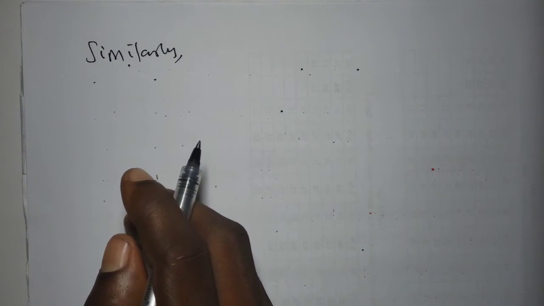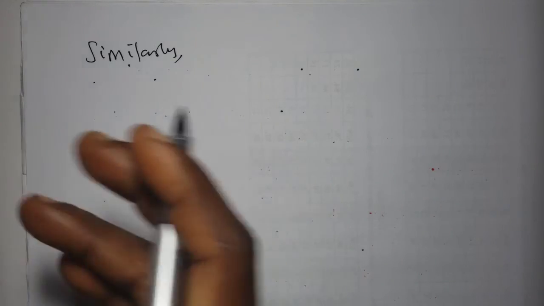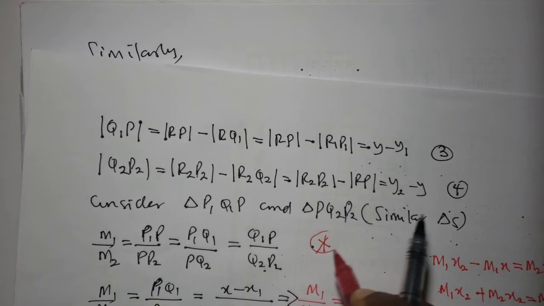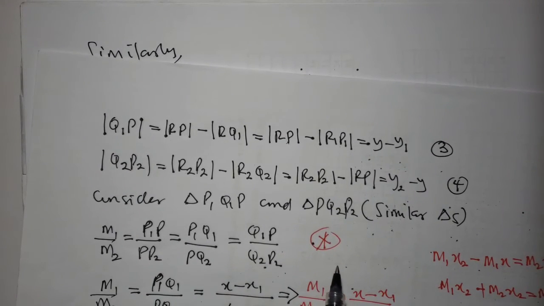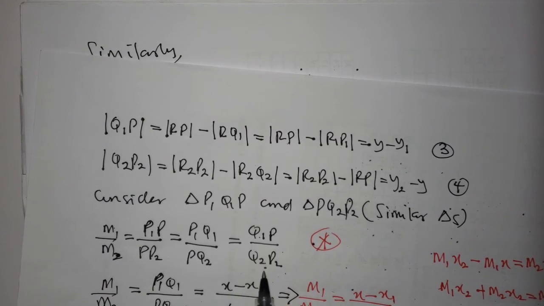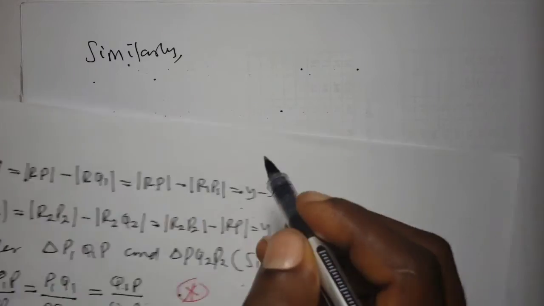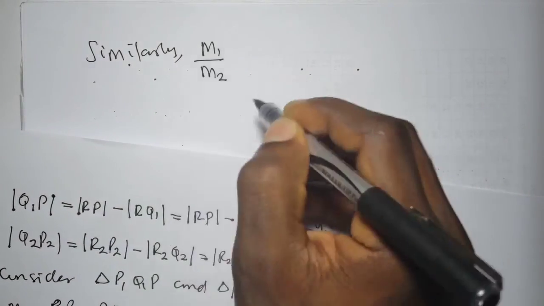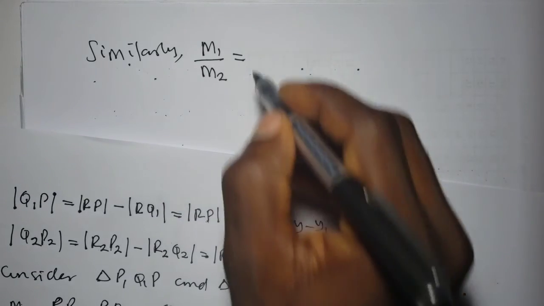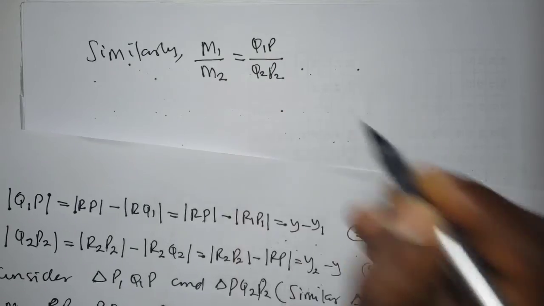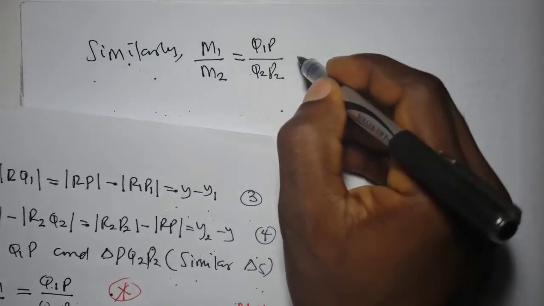we can consider again back to our equation here. Let us call this equation star. So if we go back to star and pick another relation, we have M1 over M2. We want to pick with Q1P and Q2P2. So similarly we have M1 over M2 equal to the last one, Q1P over Q2P2. We want to work with this, okay?